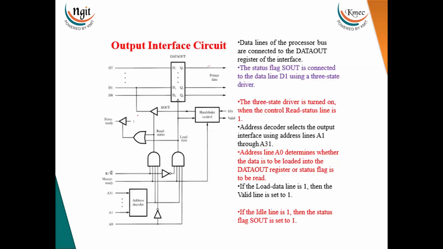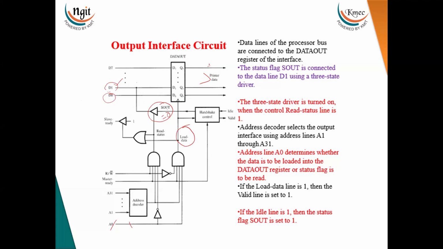Now the circuit diagram, if you see, is almost the same as the input interface circuit. For a status read, it is almost the same, but the difference is that the S out bit is connected to the D1 bit, and the S in bit is connected to the D0 bit. Now the processor will check the D0 bit. If this is 0, then the processor will send the data into the data out register. Whenever it sends the address of the data out register, if it is 1, the load data will be enabled, thereby enabling the output register. Whatever data is available on the data bus will be placed on the data bus of the printer circuit. That is the only difference. The remaining analysis is the same as the input interface circuit.